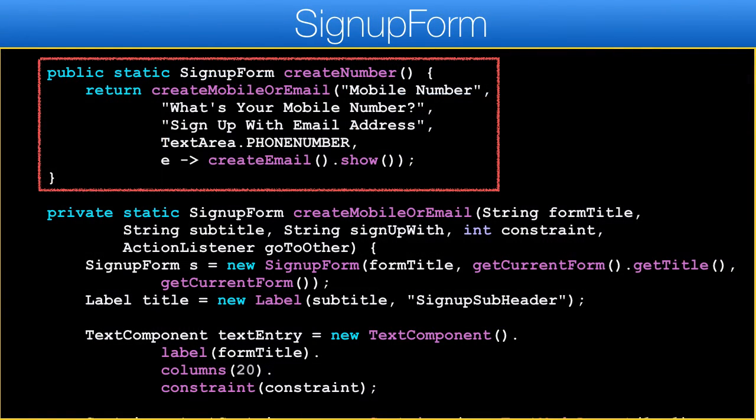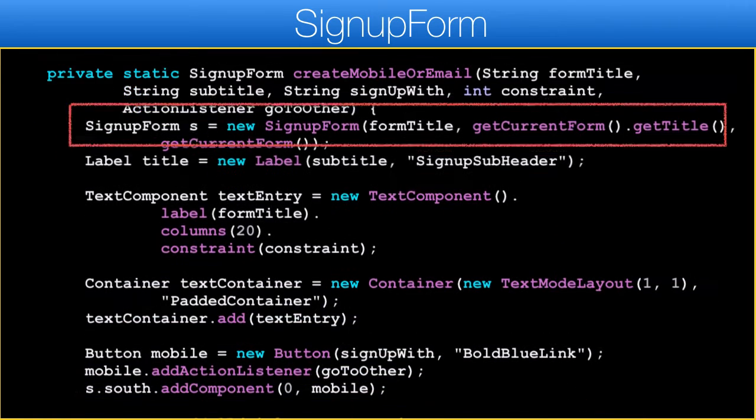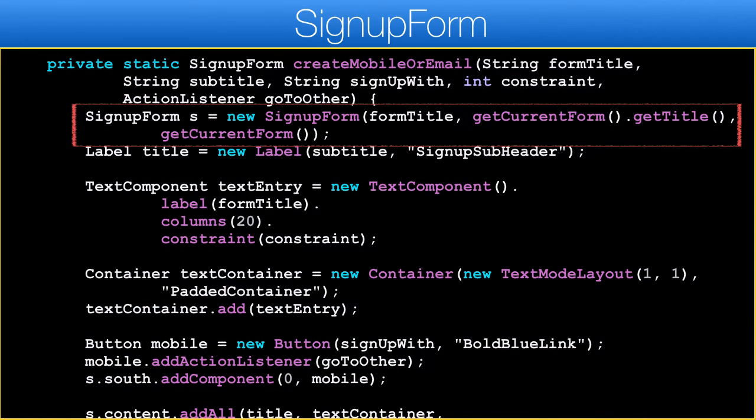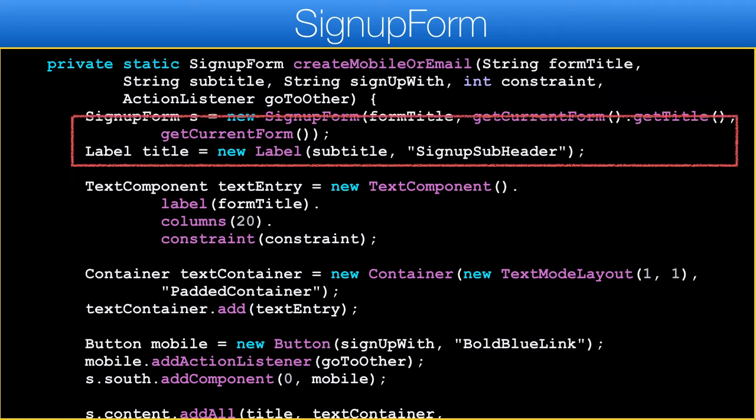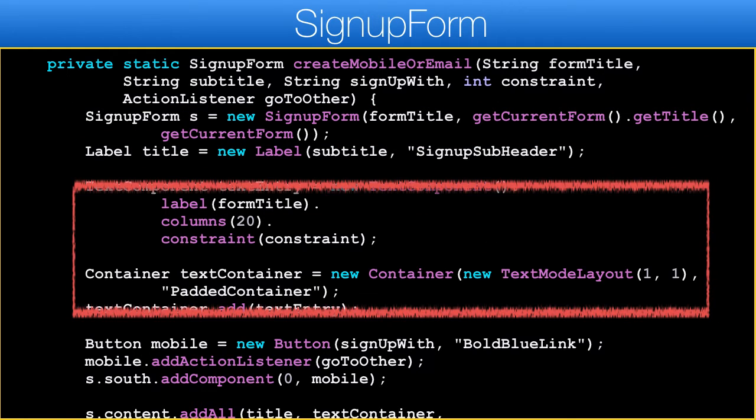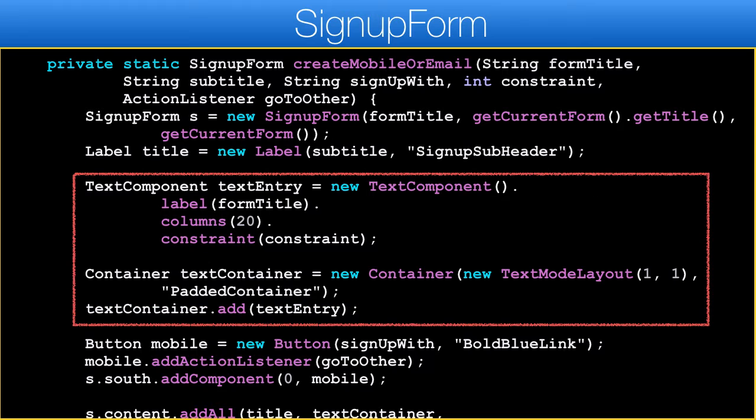This is create number. Notice that it delegates all of the work to the create mobile or email. So let's start there first and come back. You can reach this form either from gender or from email/number based on going back and forth. So the title of the back command can differ. The text entry is just one text field, so the UI is pretty trivial.